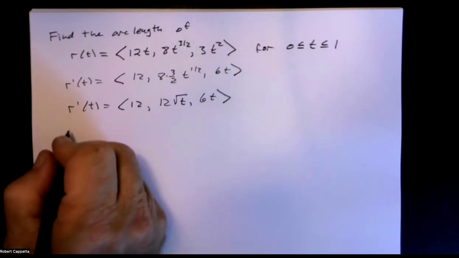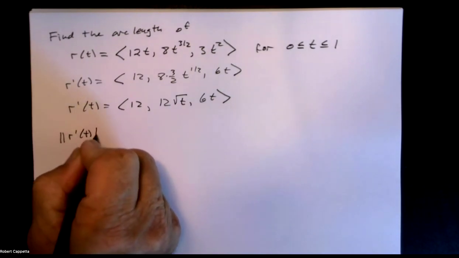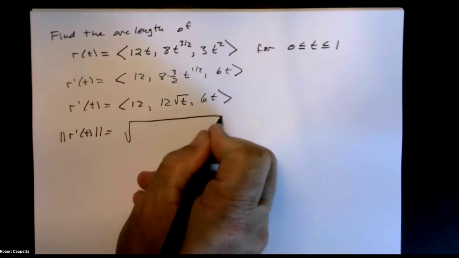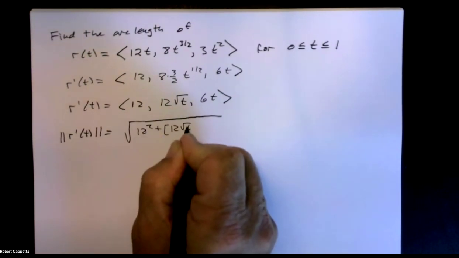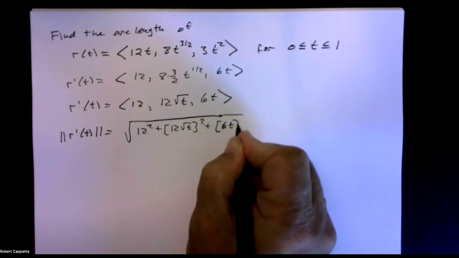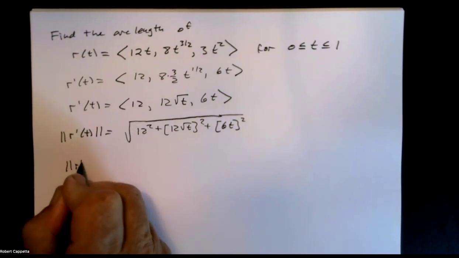Of course, we need our speed. Arc length is the integral of speed. So what is the speed? Speed is the square root of 12 squared plus 12 root t squared plus 6 times t squared. And what is that going to give me? That gives me some big numbers. What does that give me?